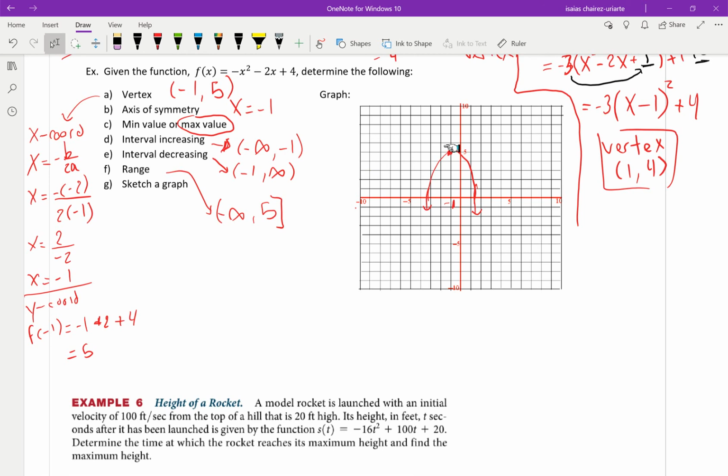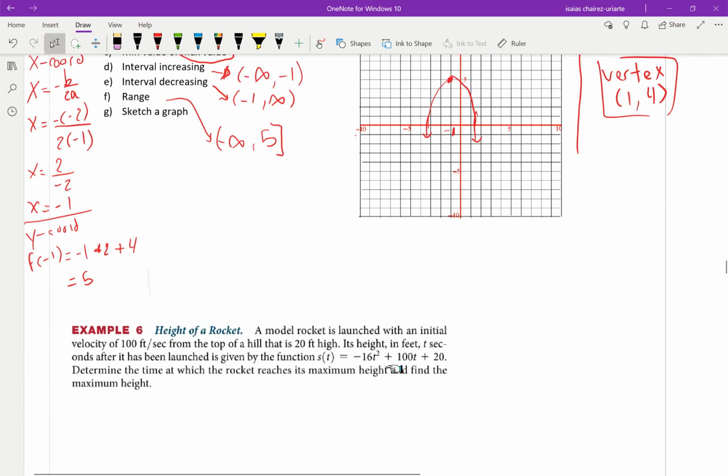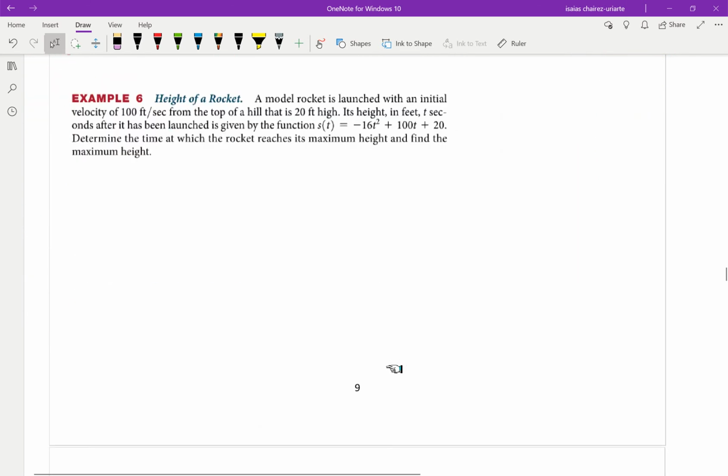Okay, so hopefully we agree on these answers and you were able to find the vertex, either by completing the square or by using the formula negative b over 2a to find the x-coordinate. Last exercise in this section. It's a little application. Let's read this, and then definitely pause the video and try to do it on your own.